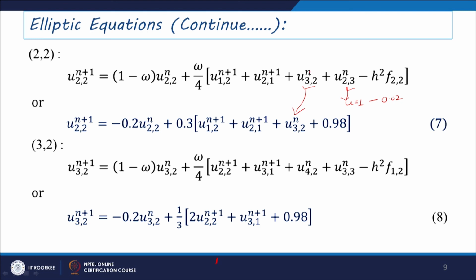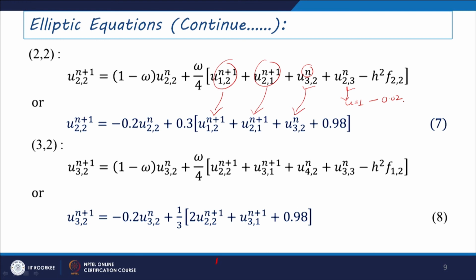So 3 2 is unknown here, which is not known to us. So this should be known from the previous cycle of calculations, and u21 is already computed, and u12 is already computed. So that's why we have kept it as u12 here, then u21 here, and u32 here, and it can be taken as 1 minus 0.202 there.